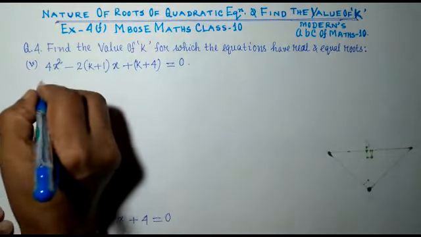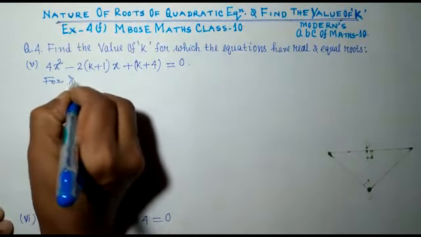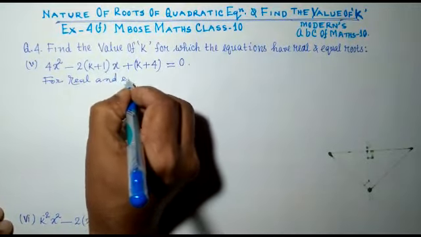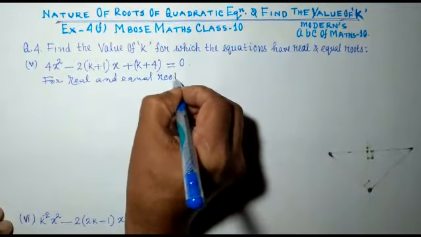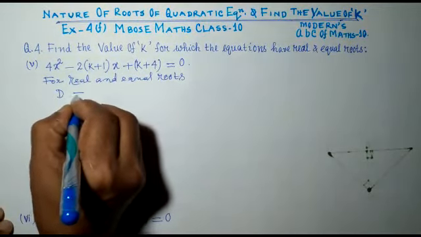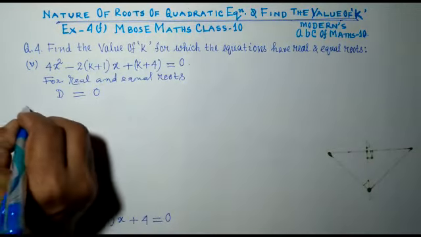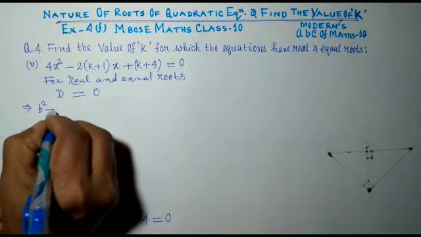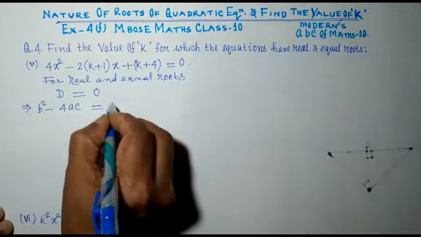So we write here for real and equal roots. What is the condition? D means discriminant must be equal to 0. So what is the formula for D? The formula for D, b square minus 4ac is equal to 0.